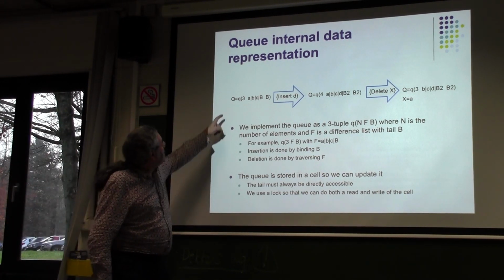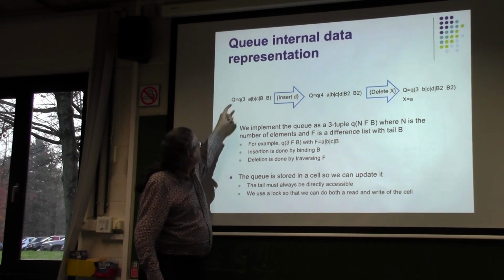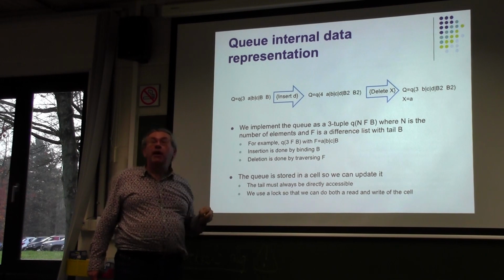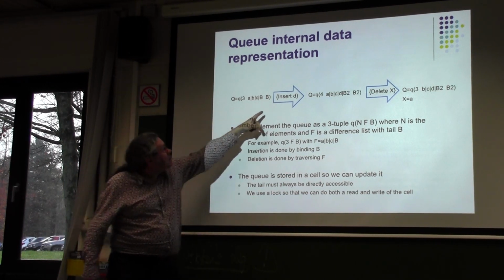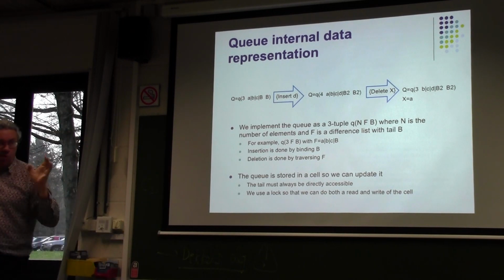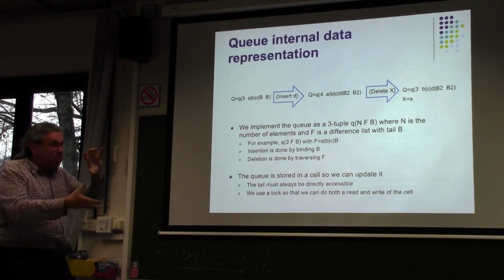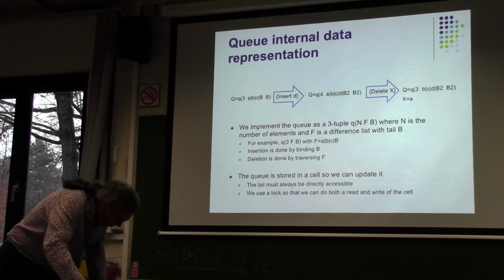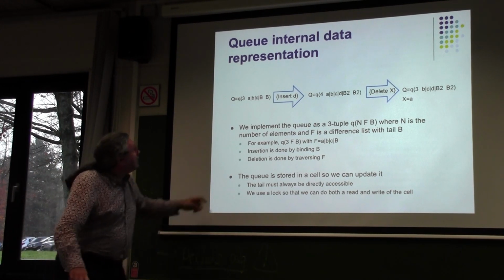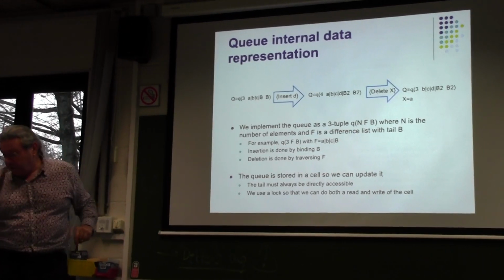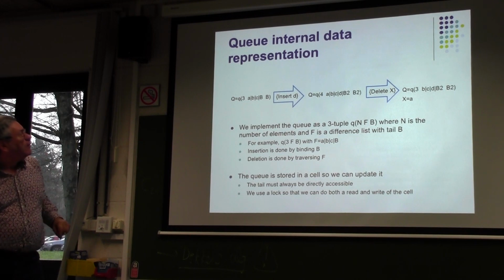Now this Q will be stored in a cell, and the cell will be protected by a lock, because we can do this insert from many threads. So we have to be careful that there's no problem. We have to build big atomic actions. So we will put the operations inside a lock. Let me show you the code now for this with locks.